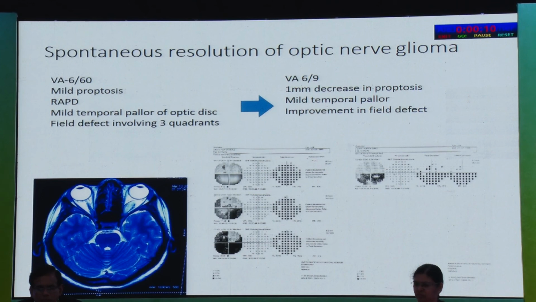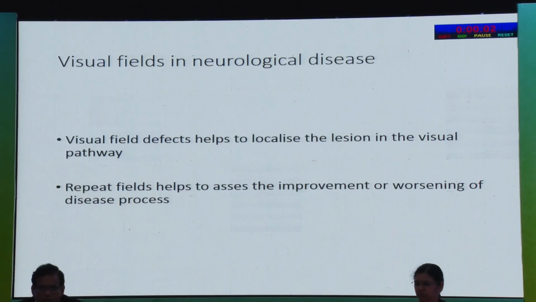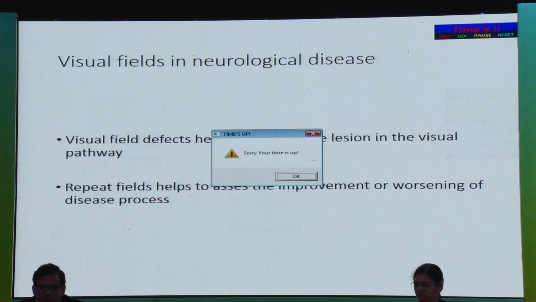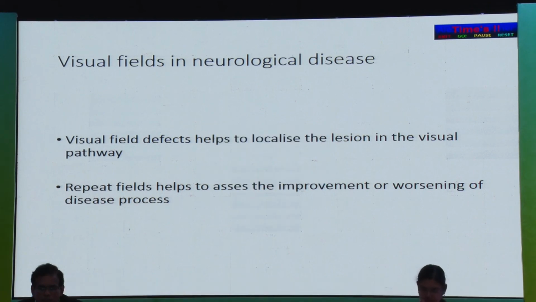So there is spontaneous resolution of optic nerve glioma, it is being reported. So visual field defect helps in localizing the site of lesion, and also when we follow them regularly we can assess whether the disease is improving or worsening. Thank you.